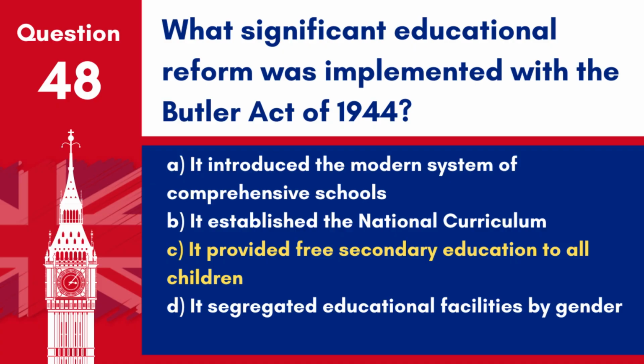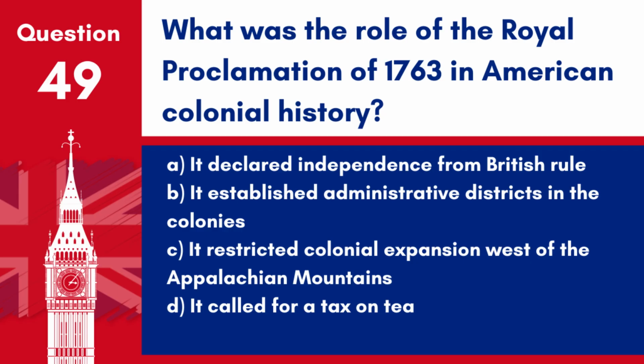Answer C. It provided free secondary education to all children. The Butler Act of 1944, also known as the Education Act, significantly reformed education in Britain by providing free secondary education to all children.